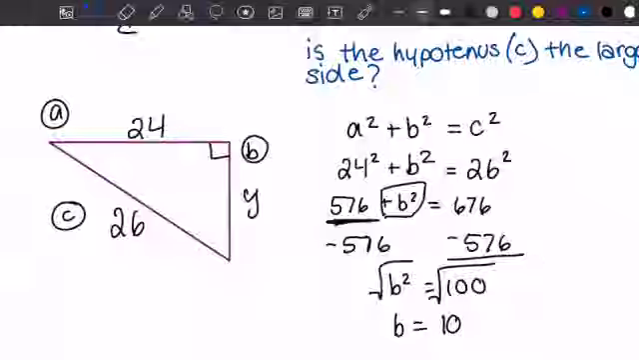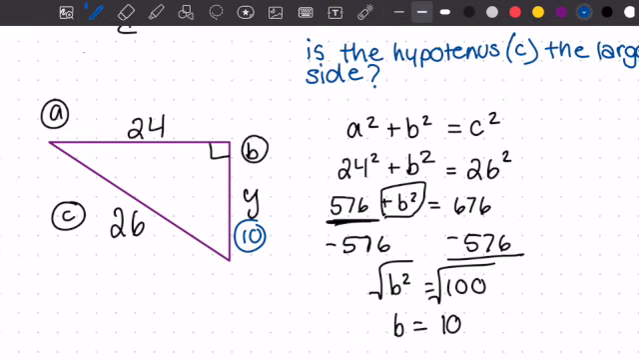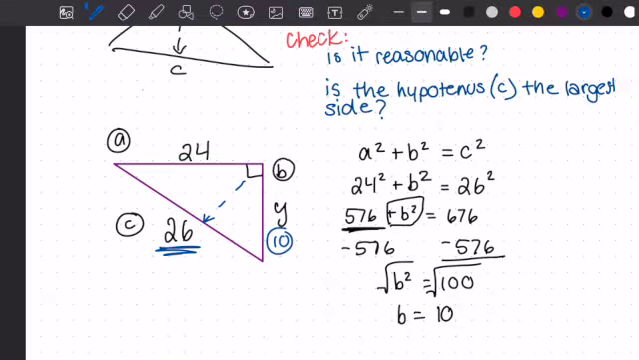So if I plug that in here, I'm going to do my checks. Is this reasonable? Is it somewhat close to my other numbers? Kind of. I mean, it is the shortest side, so it's going to make some sense. Is the hypotenuse my largest side? Perfect. And just so we clarify, the hypotenuse is side C.